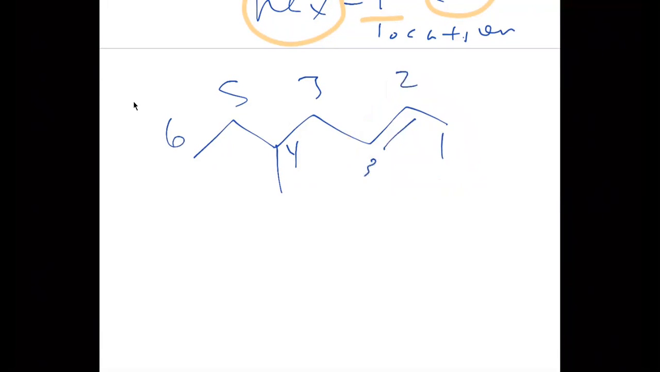3, 4, 5, 6, 7. Sorry about that. So the alkene is between 2 and 3. And we have a functional group, a substituent at 5, right? Anytime you have something that's attached to your longest chain, we call that a substituent.